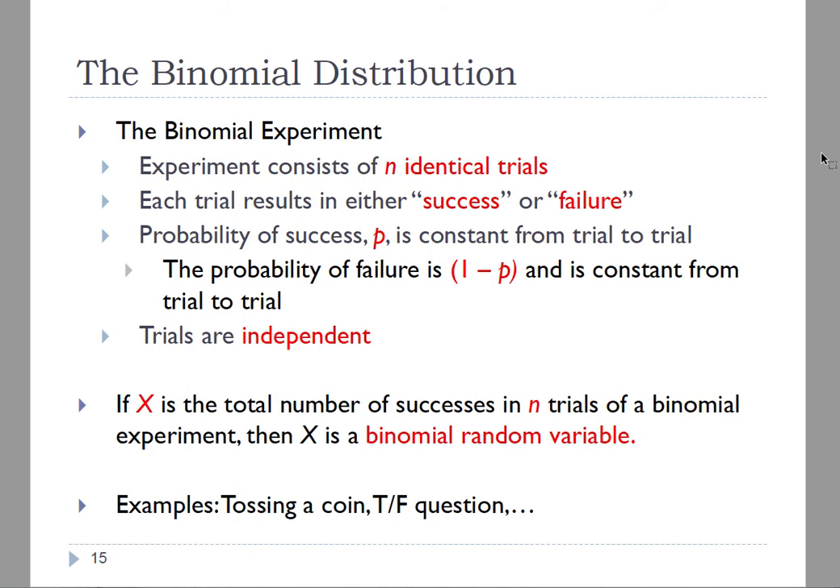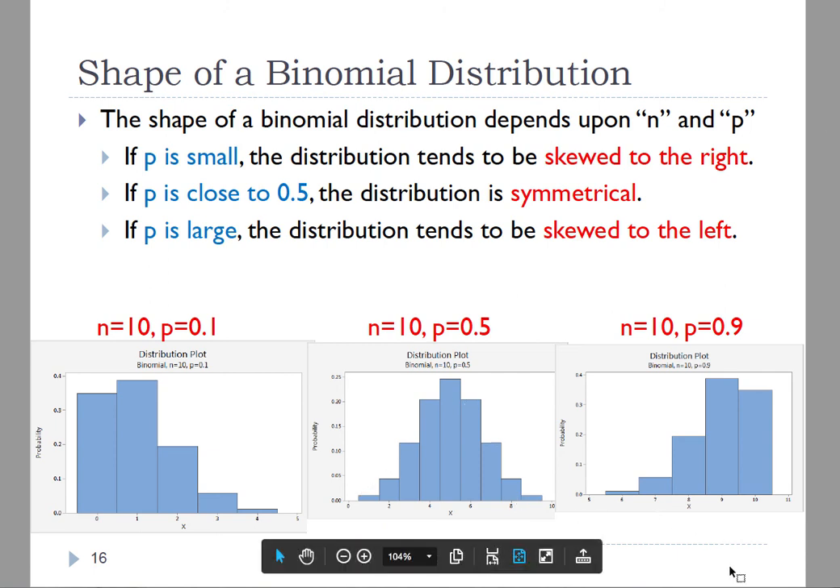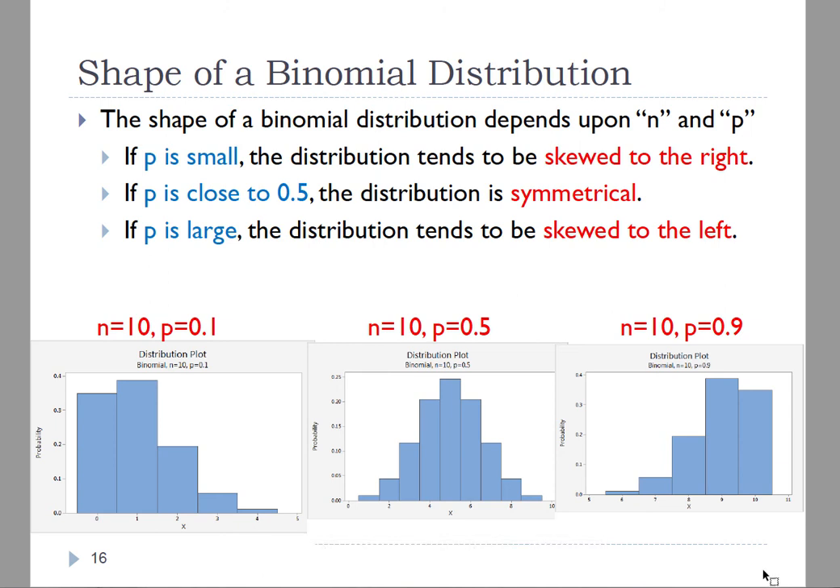Let's look at some shapes of a binomial distribution. The shape of a binomial distribution, once again, depends upon n and p. If p is small, the distribution tends to be skewed to the right. If p is close to 0.5, the distribution is symmetrical, which is this nice bell curve. If p is large, the distribution tends to be skewed to the left, as you can see.